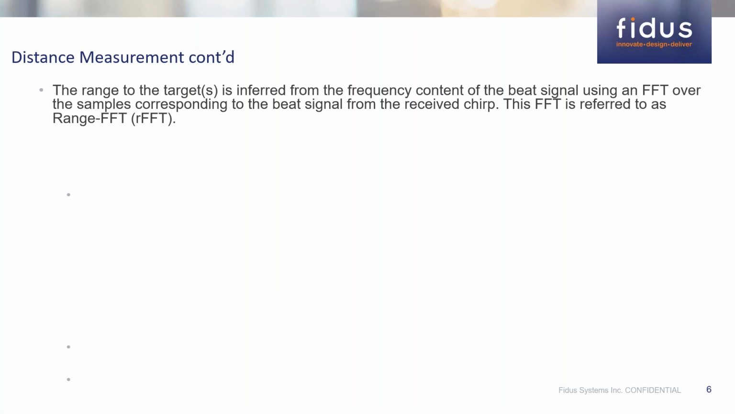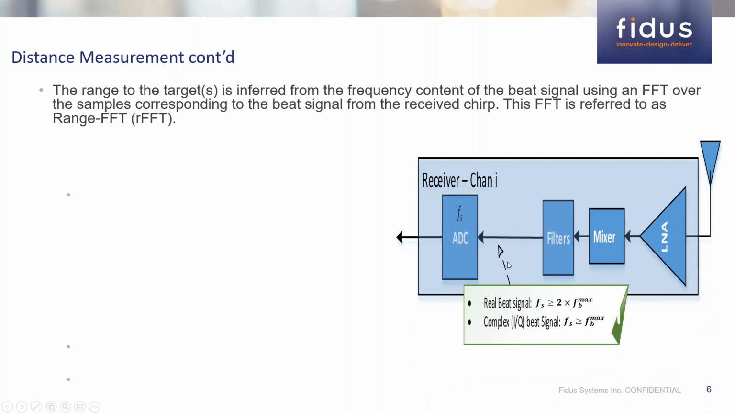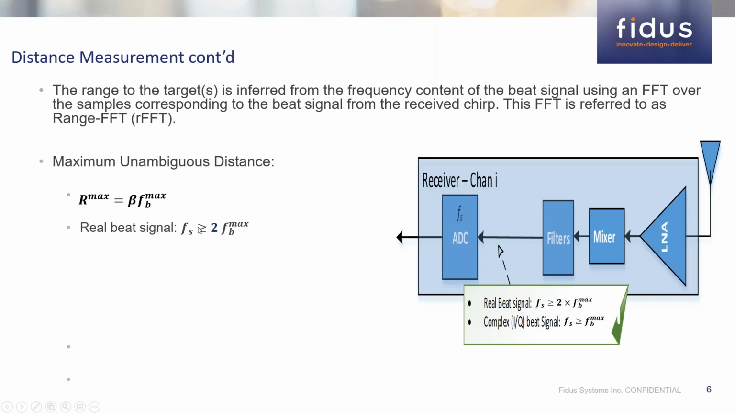So the range to targets is inferred from the frequency content of the beat signal, and using an FFT, we can infer the range of a target. We refer to this FFT as a range FFT. Note that the sampling frequency has to meet the Nyquist criterion, 2 times the maximum frequency, and if the mixer is a complex mixer, it only needs to be greater than the maximum frequency. Assuming now we have a real beat signal, then Fs will be greater than 2 times the maximum beat frequency. And the maximum range will be directly linear to the maximum beat frequency.